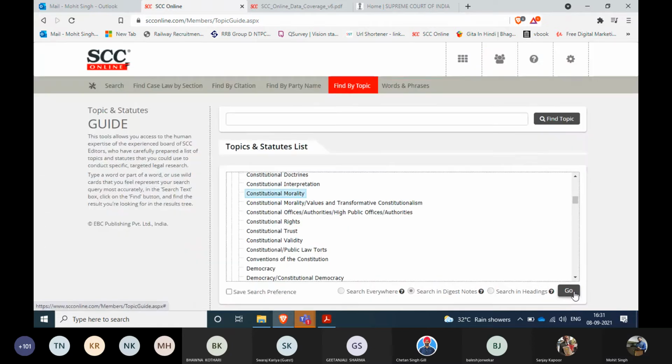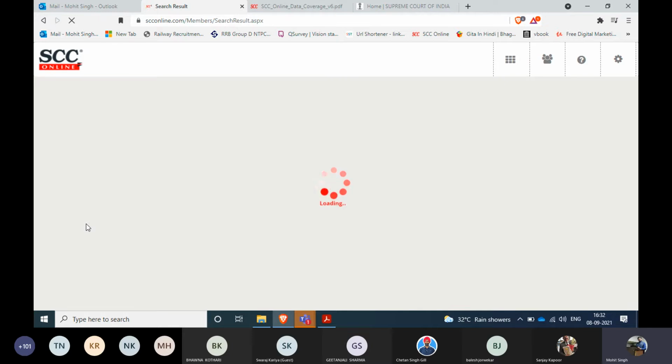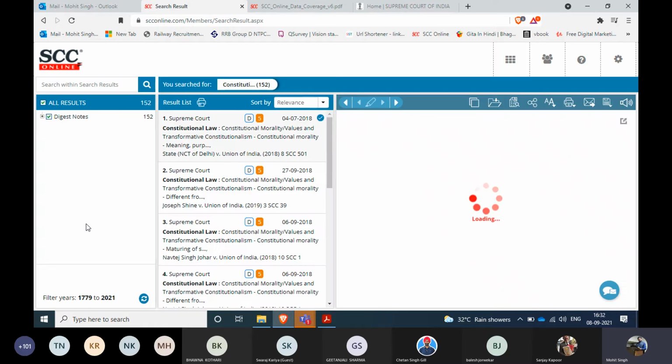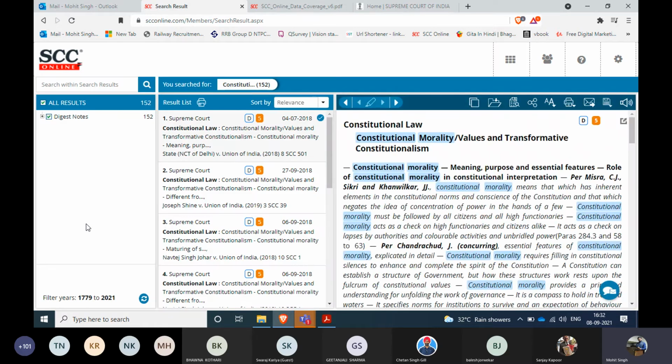Just a second. All right. So with this method, what we are doing over here is we have already clicked on a category, and in that category, we have selected constitutional morality. And now the software is trying to search all the available digest notes on the topic of constitutional morality. I have another method as well in which I cannot choose the topic. Instead of that, I can write my own keyword, which I'll show you just now.